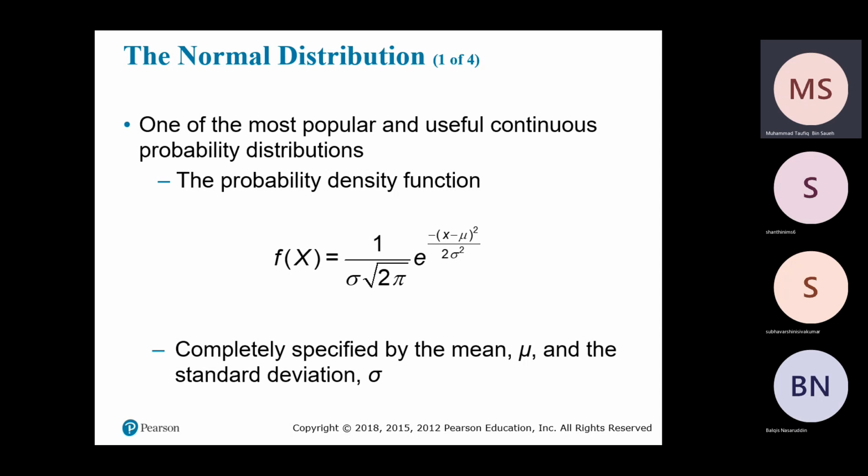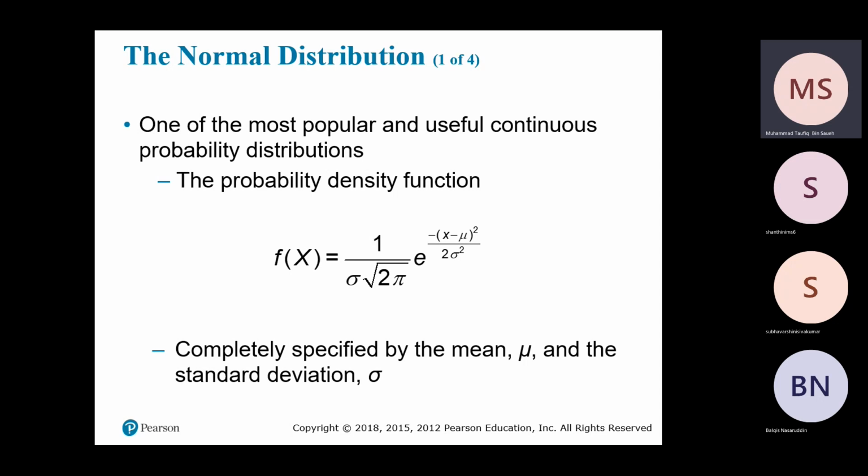This one is one of the most useful distributions under continuous probability distribution. For discrete distribution, we have binomial distribution, and for the continuous distribution, we have normal distribution. These two are the most common distributions that we will encounter when we talk about probability distribution. So what is normal distribution? Normal distribution is the most popular and useful continuous probability distribution.